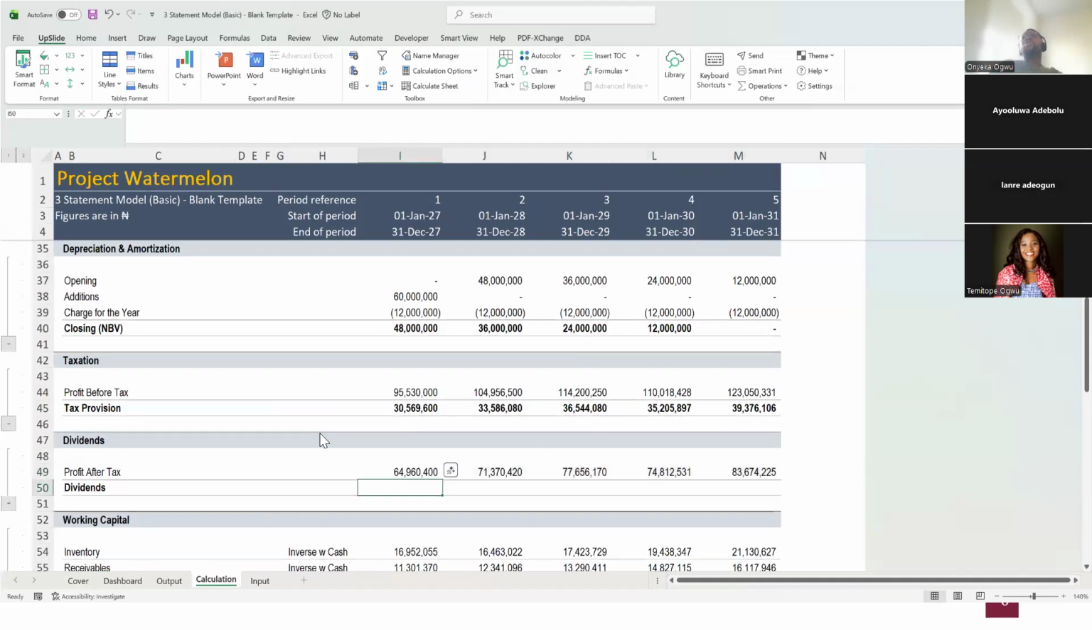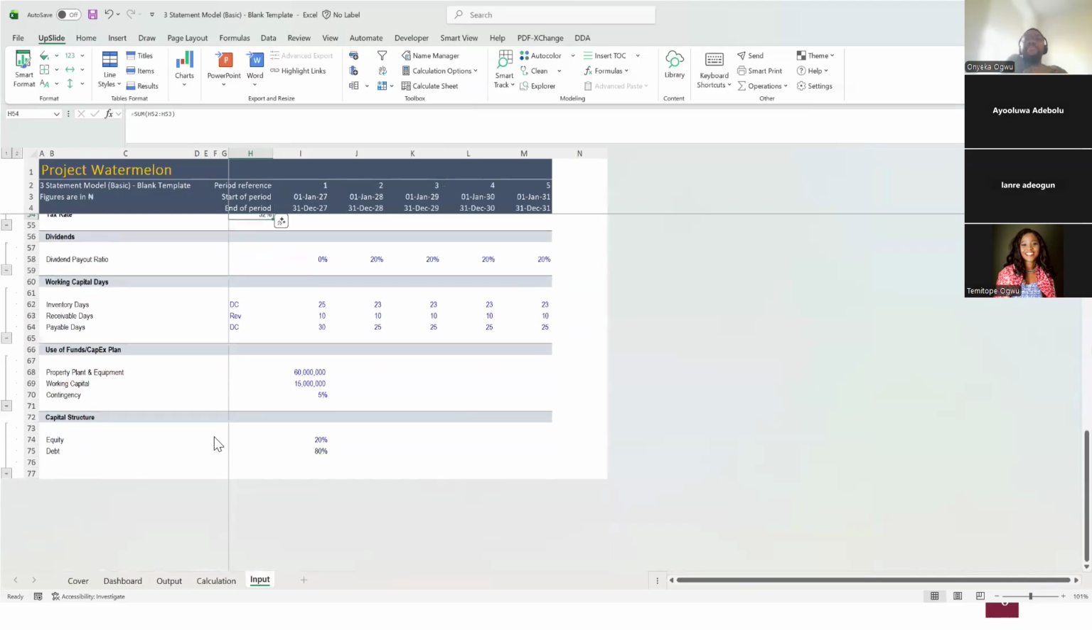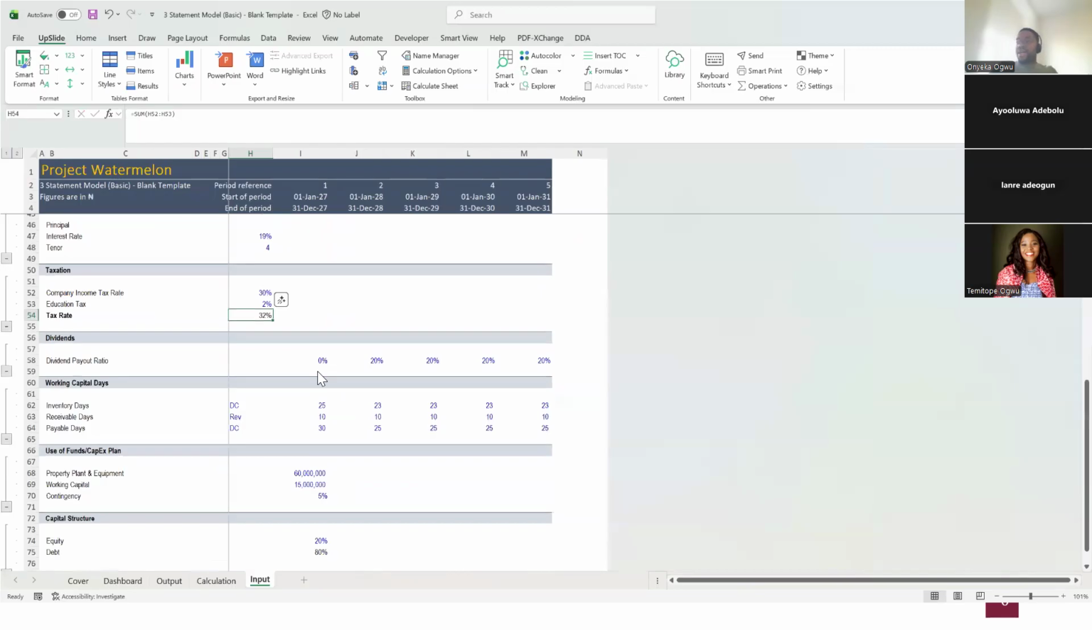The next thing now is to do the dividend. What does dividend mean? Anybody want to explain what dividend means? Dividend is basically your returns on investment, kind of. Yeah, pretty much your return on your investment.